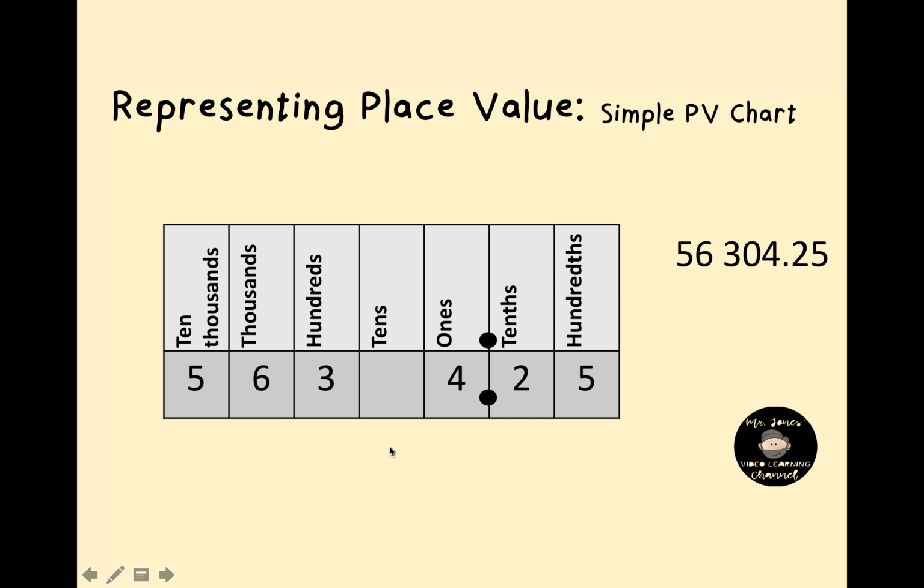Here's a much simpler place value chart, and one that would be just as useful to us this year. So this one doesn't show the ones, tens, hundreds pattern as well, but it sort of uses all the numbers that we need to be familiar with in grade 5. So I've taken that same number we just looked at and put it in this version. We have 5 10,000s, 6,000s, 300s, no tens, 4 ones, 2 tenths, and 5 hundredths.